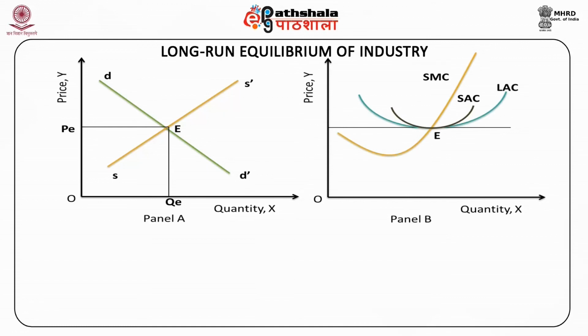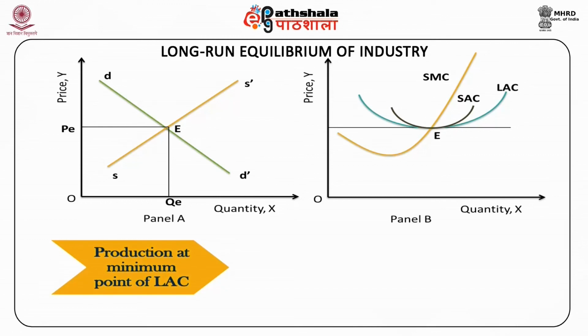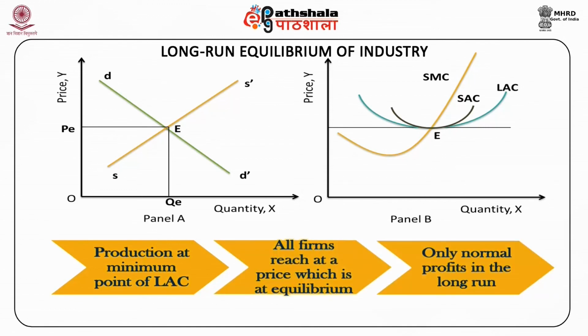In the second panel, the long run marginal cost curve cuts the long run average cost curve at the minimum point, thus producing optimally at point E. In the same way, in the short run also there is an optimum production, with the short run marginal cost curve cutting the short run average cost curve at its minimum. This is how the long run equilibrium of the industry can be derived.